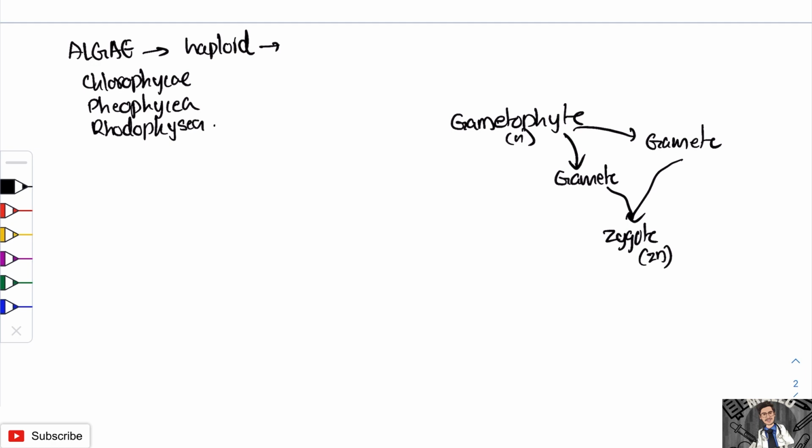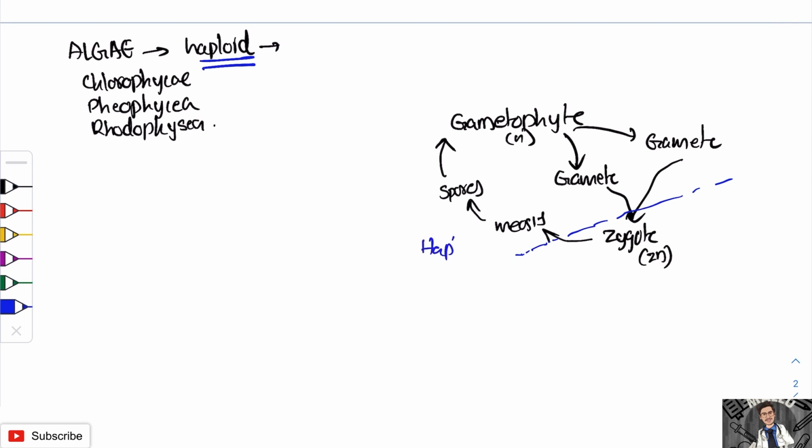And the zygote in algae doesn't produce a sporophyte. Instead, it undergoes meiosis to form spores. And these spores again form the gametophyte. So, the haploid generation is predominant and the diploid generation is represented in a meager manner. So, algae is predominantly haploid in nature. And the part above this line marks the haploid phase and the part below this line marks the diploid phase.